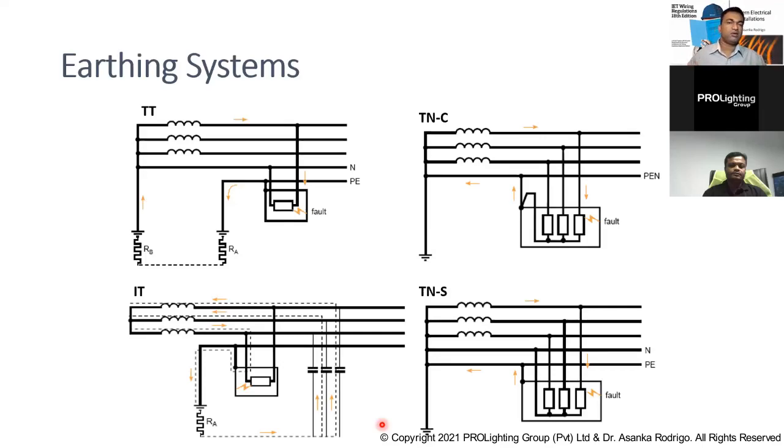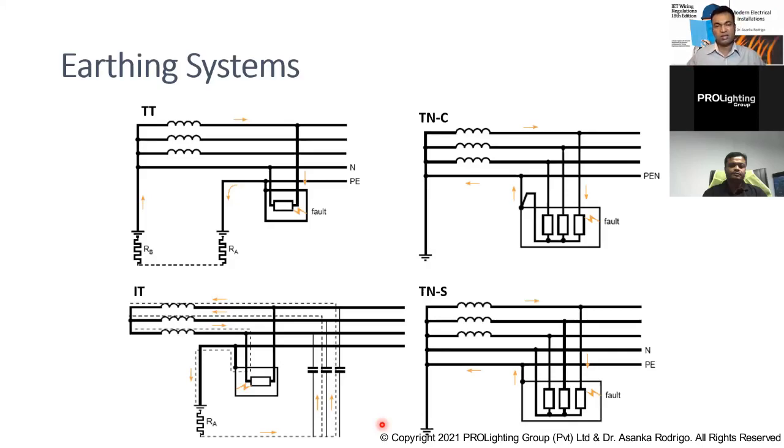We have the TN arrangement, with TN-C and TN-S, and there is an option to have TN-C for part of the installation and TN-S for another part, which we call TN-C-S. The other one is IT. Altogether, there are 5 different types of earthing arrangement: TT, TN-C, TN-S, a combination of TN-C and TN-S, and then the IT earthing arrangement.